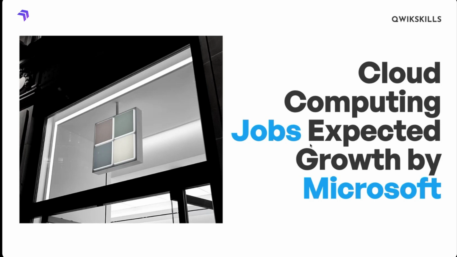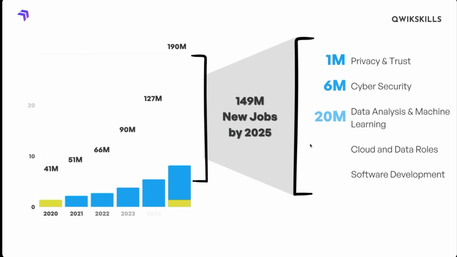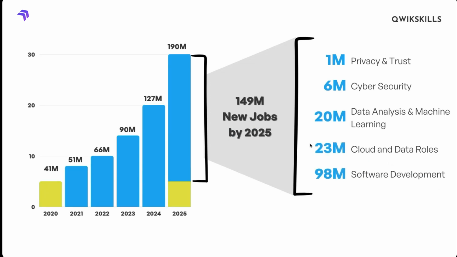The survey done by various agencies found that compared to the jobs that were there in 2020 to 2023, they have increased from 41 million to 90 million, where 1 million are in privacy, 6 million in cyber security, 20 million data analysts in machine learning, and 23 million in cloud and data roles. Software development was already there, but now 23 million jobs are seen in cloud and data roles, which is huge.